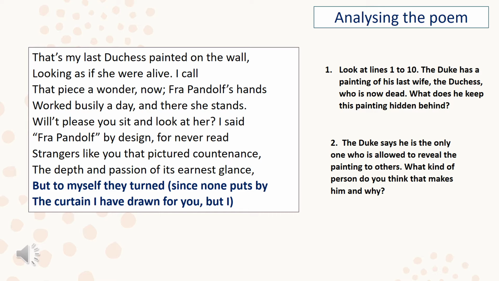Have a look at the bottom 2 lines of this box that you have in front of you. Okay, the Duke says he is the only one who is allowed to reveal the painting to others. What kind of person do you think that makes him and why? So how could that be a form of control?